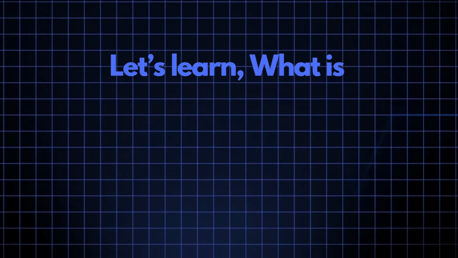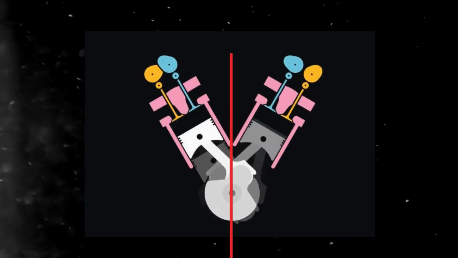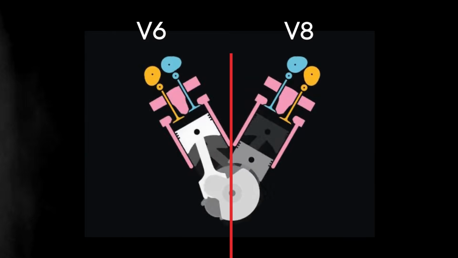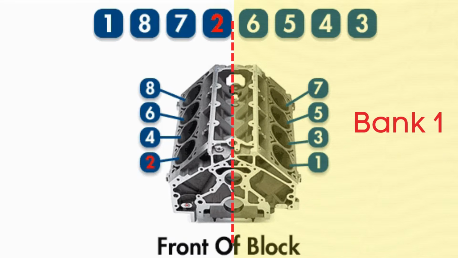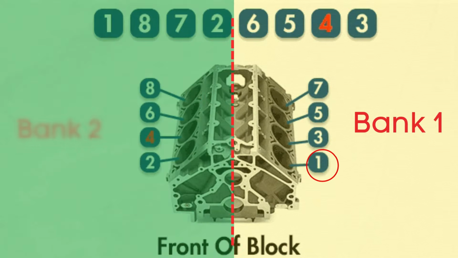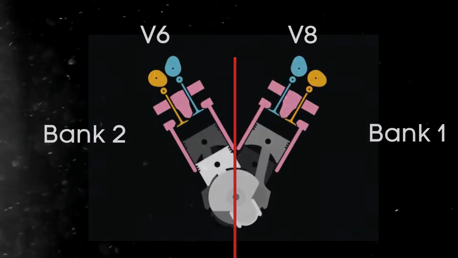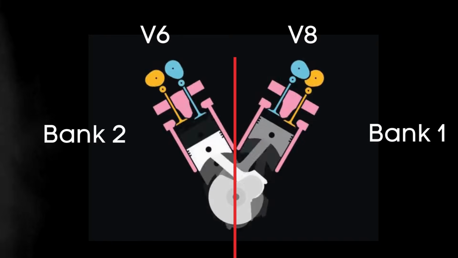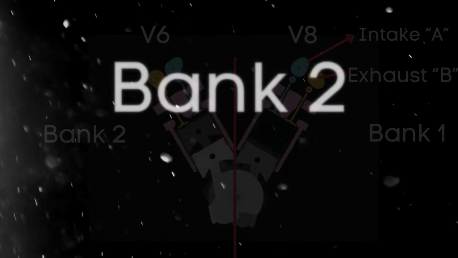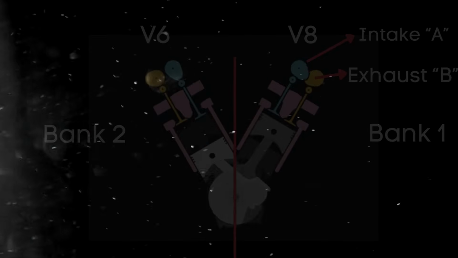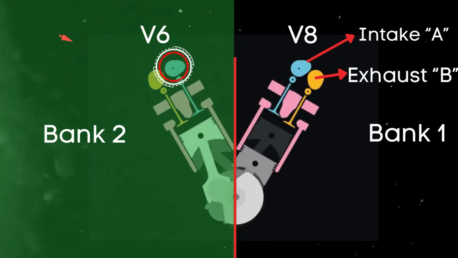Now let's break down what the bank 2 intake camshaft actually is. In engines with multiple cylinder banks like V6 or V8 engines, you'll have two sides or banks of cylinders. Bank 1 typically refers to the side of the engine where cylinder 1 is located, and bank 2 is on the opposite side. For engines with dual overhead camshafts, DOHC, each bank has two camshafts, one for intake valves and one for exhaust valves. So, when we talk about the bank 2 intake camshaft, we're referring to the camshaft that controls the intake valves on the opposite side of the engine from where cylinder 1 is located.